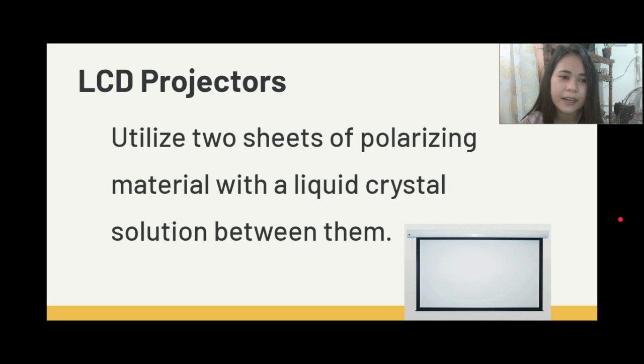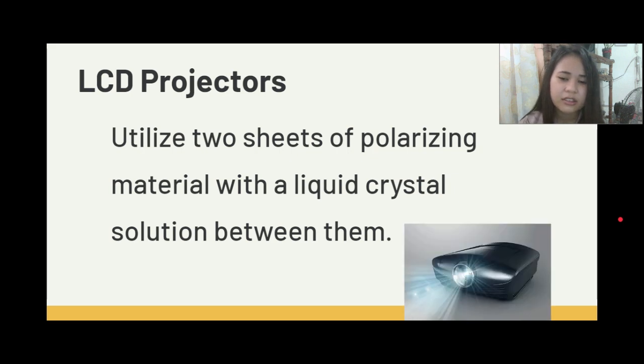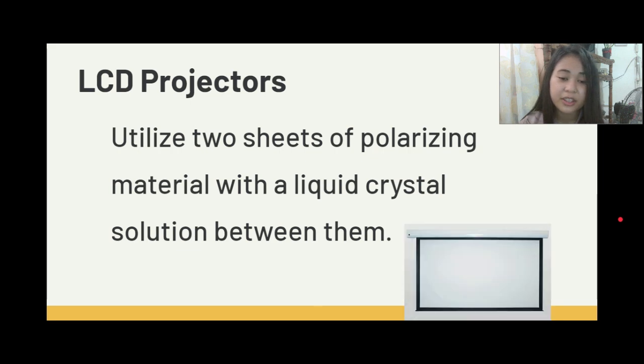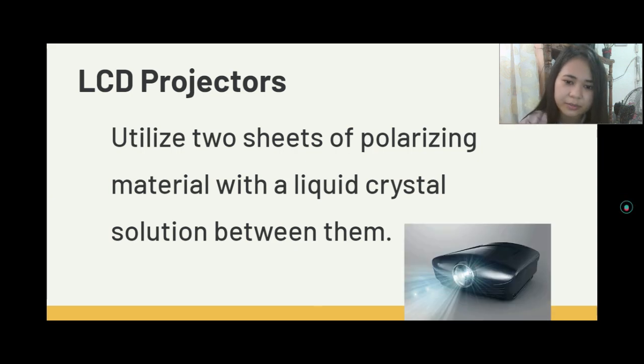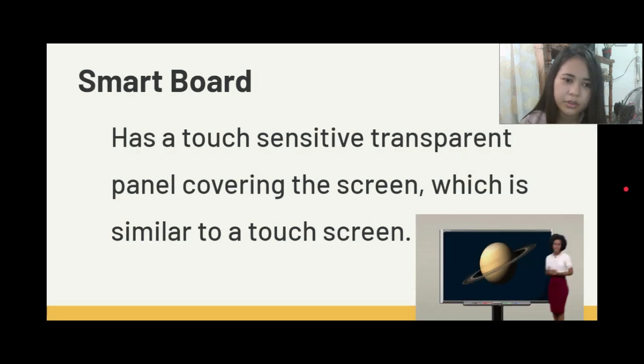So we have the LCD projectors. The use of this is to present your PowerPoint presentation through the projectors. Then the smart board. This is a transparent panel covering the screen, which is similar to a touch screen. So this is like an electronic tablet, but it is big.